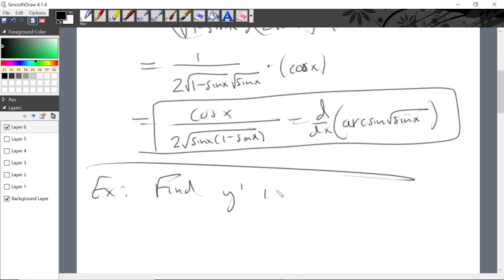Find y prime if the arctangent of xy is equal to 1 plus x squared y.